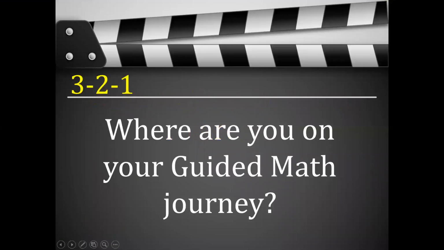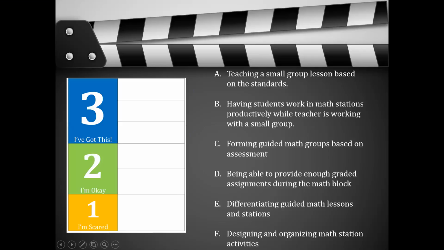We're going to begin with an activity that your facilitator is going to take you through called 3, 2, 1. What we're trying to find out is, where are you on this guided math journey? When I say guided math, I'm talking about that small group instruction piece that's part of your math block. Your facilitator is going to give you a sheet that looks like this, and you will notice on this slide that you should see 6 different statements.